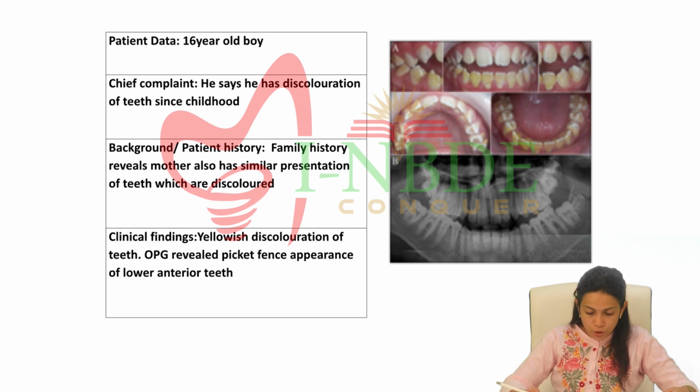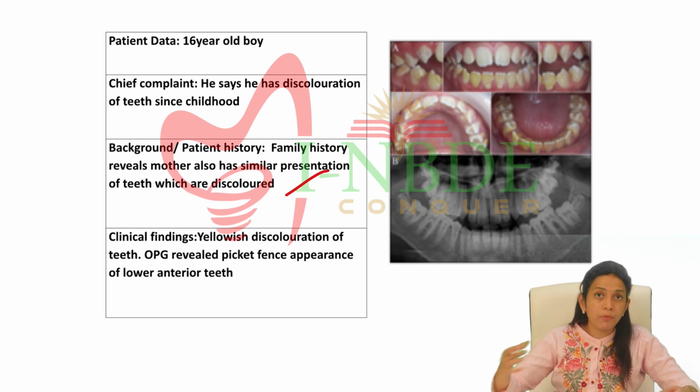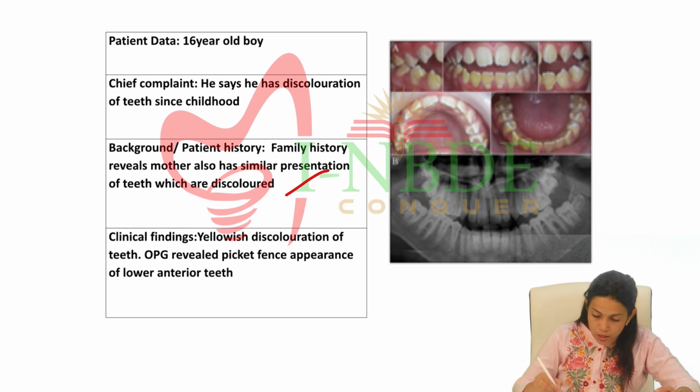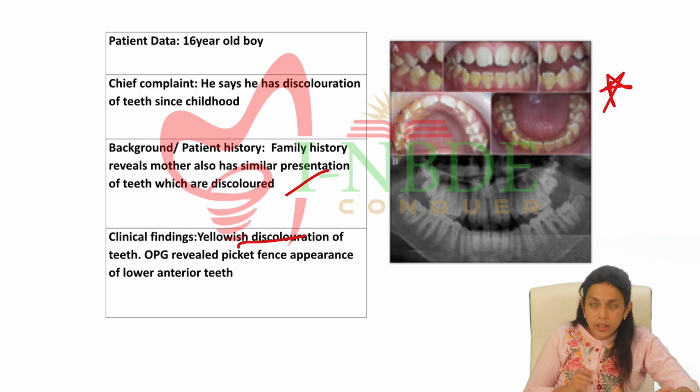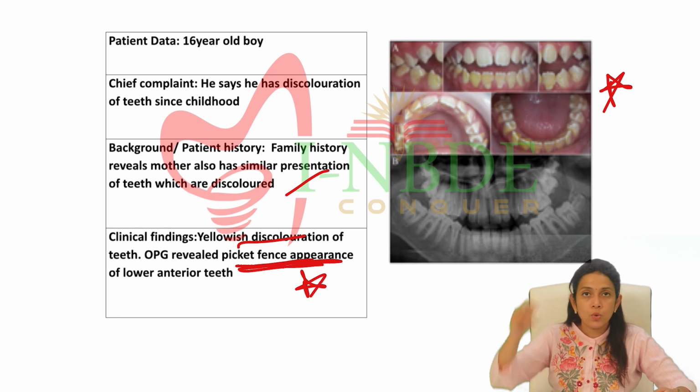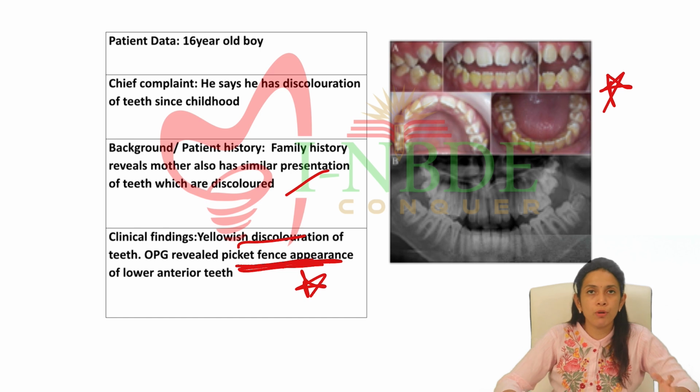He has discoloration of the teeth, and family history reveals that there are other people in the family who had similar discoloration. So here you have seen yellowish discoloration and the radiograph. The radiograph is showing a very important key point, that is the picket fence appearance. This picket fence appearance is from your White and Pharoah. It is not from your oral pathology.